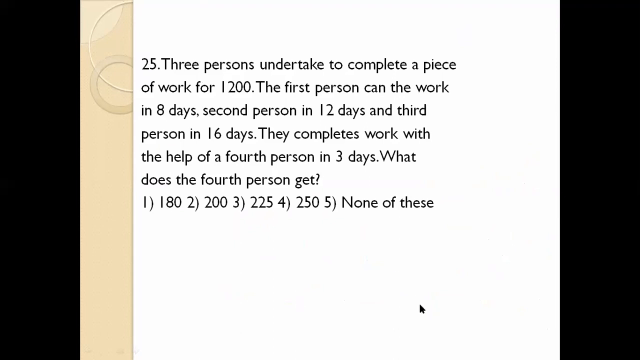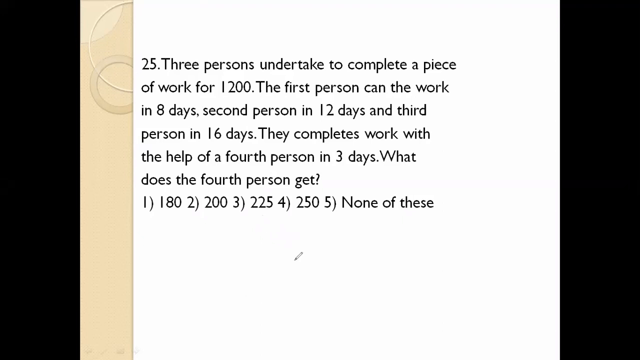Now here you see, 3 persons undertake to complete a piece of work for 1200 rupees. The first person can work in 8 days, the second person in 12 days, and the third person in 16 days. They complete the work with the help of a fourth person, that means the 3 persons plus the fourth person in 3 days. What does the fourth person get?